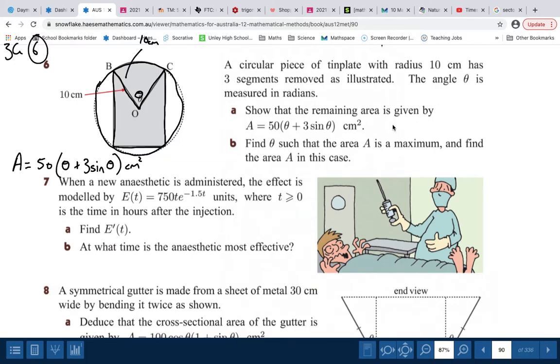Show that the remaining area. So I've written this out because when I come up with my area calculation, I need to get it into this form. I need to show that this equation here can express area.